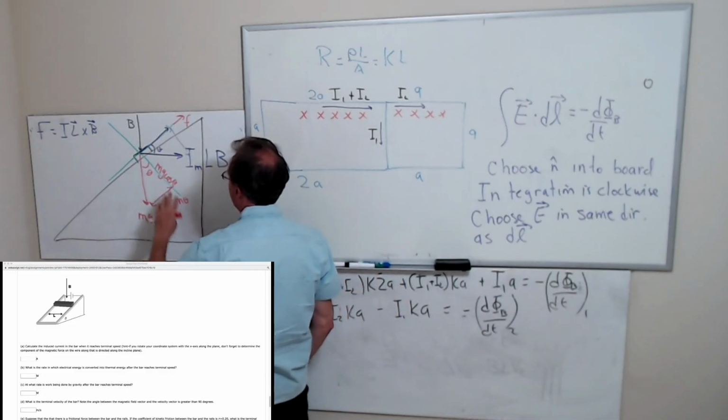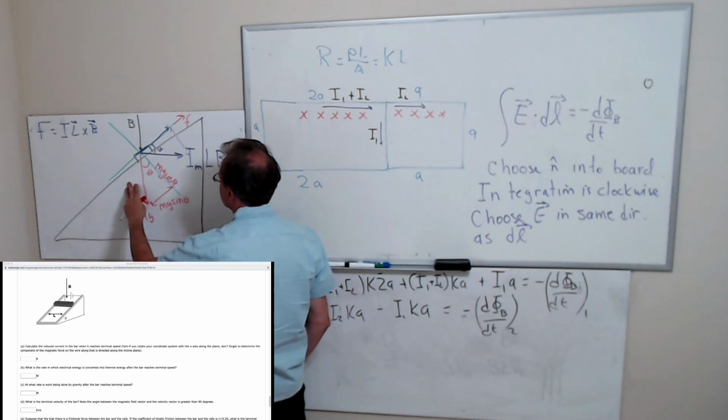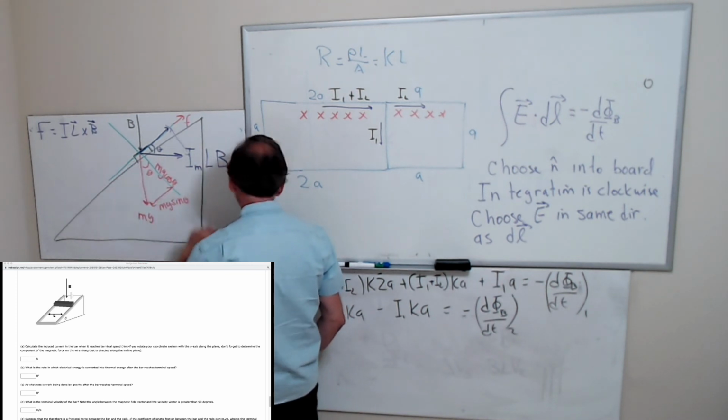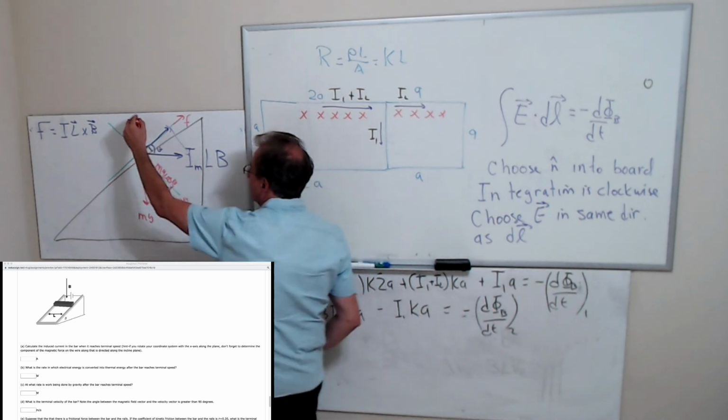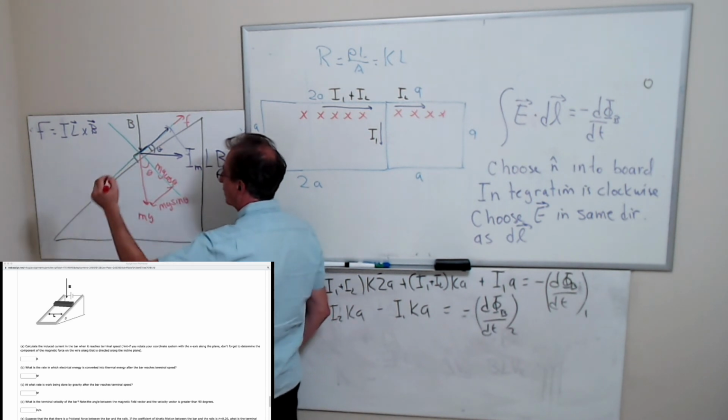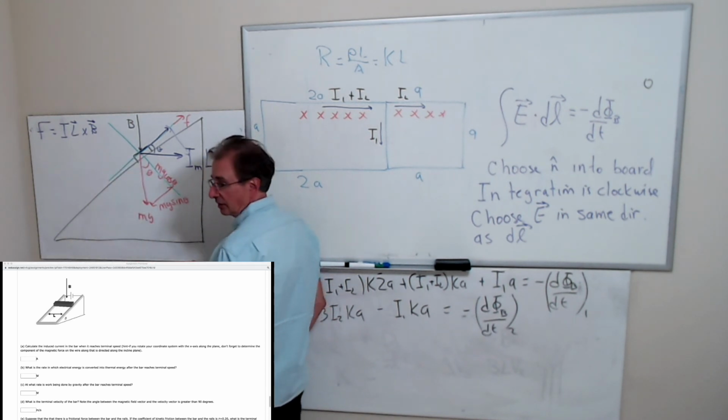So let me go over that again. I apologize for that. I forgot to change the screen. So I drew my picture. Here's my magnetic field. My current is going to come out of the plane of the screen or into the plane of the screen.